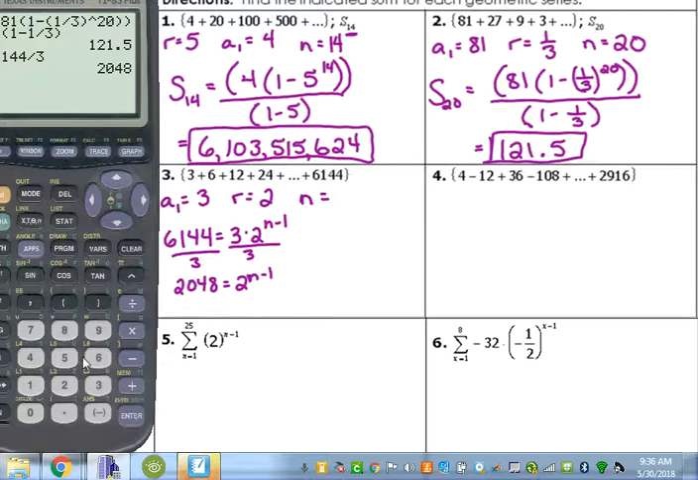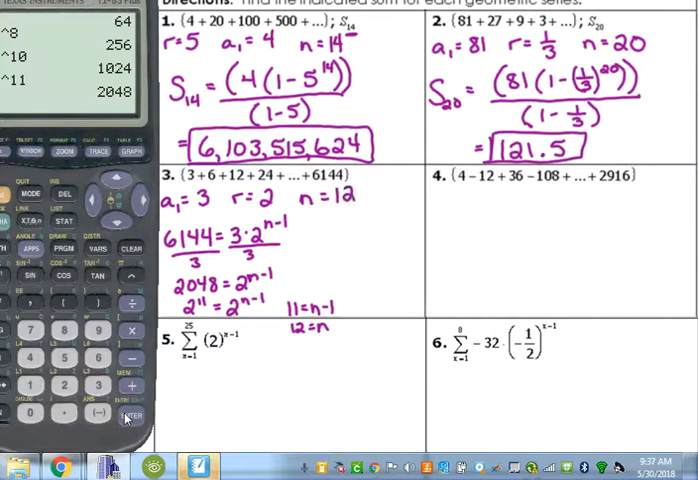So can we write 2,048 so that it's a base of 2? Probably a pretty good shot. It is an even number. So let's see here. 2 to the 10th, 2 to the 11th. 2 to the 11th is 2,048. So that means that our N is 12.